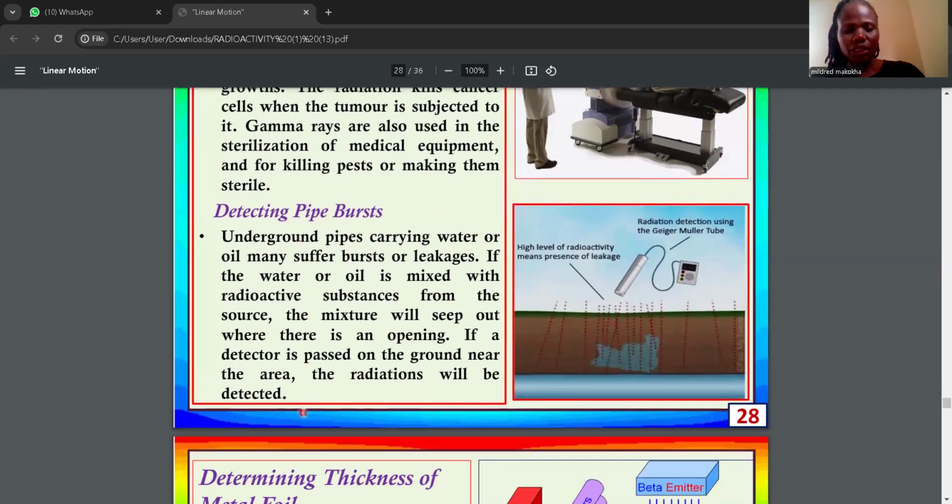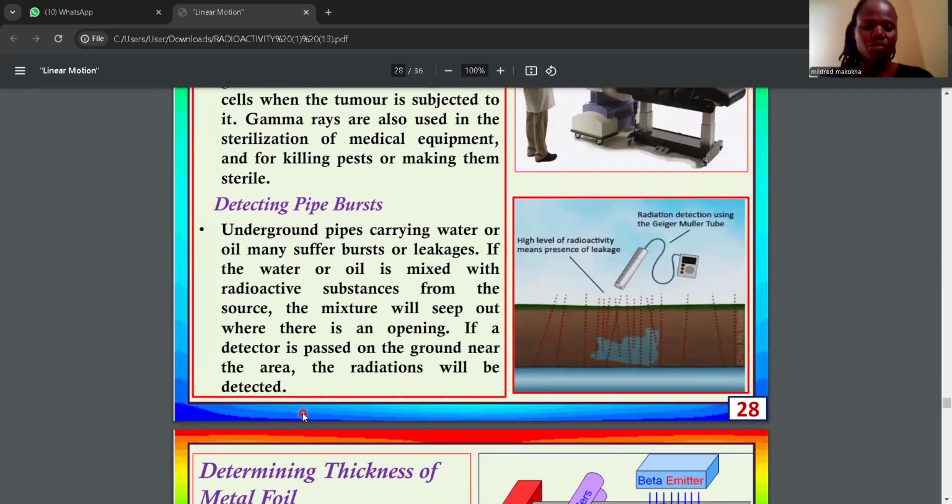The other application is for detecting pipe bursts. Underground pipes carrying water or oil may suffer bursts or leakages. If the water or oil is mixed with some radioactive substances from the source, the mixture will seep out where there is an opening. If a detector is passed on the ground near the area, the radiations would then be done what? Detected.